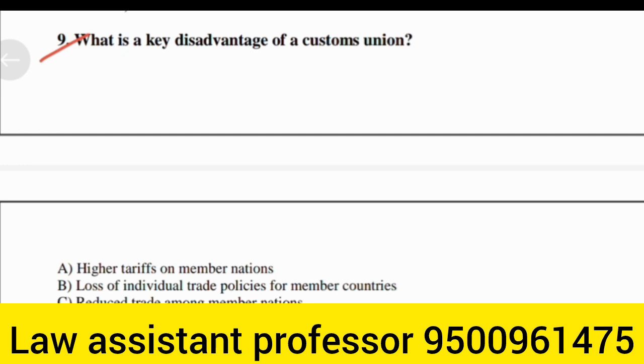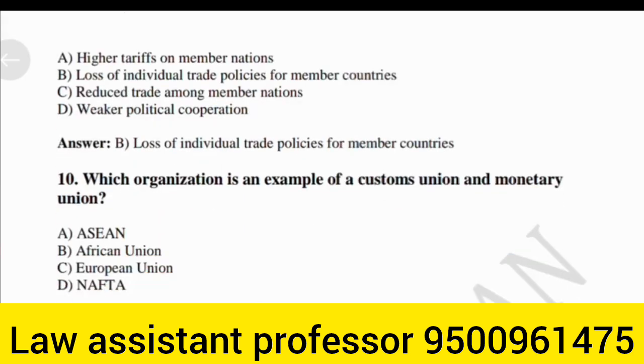What is a key disadvantage of a customs union? Loss of individual trade policies for member countries. Which organization is an example of a customs union and monetary union? European Union.